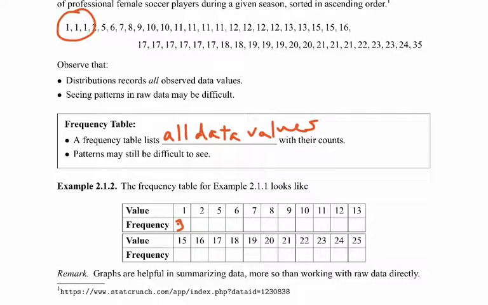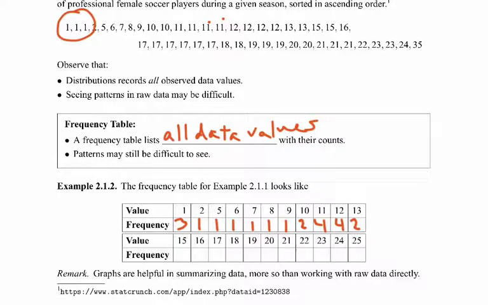And then, how many players played 2 games? If you look back at the data, it looks like we only had 1 player play 2 games. We had 1 player that played 5 games, 1 player that played 6, 1 that played 7, 1 that played 8, 1 that played 9. We had 2 players that played 10 games during the season. We had 4 players that played 11 games, 4 players that played 12 games, and 2 players that played 13.